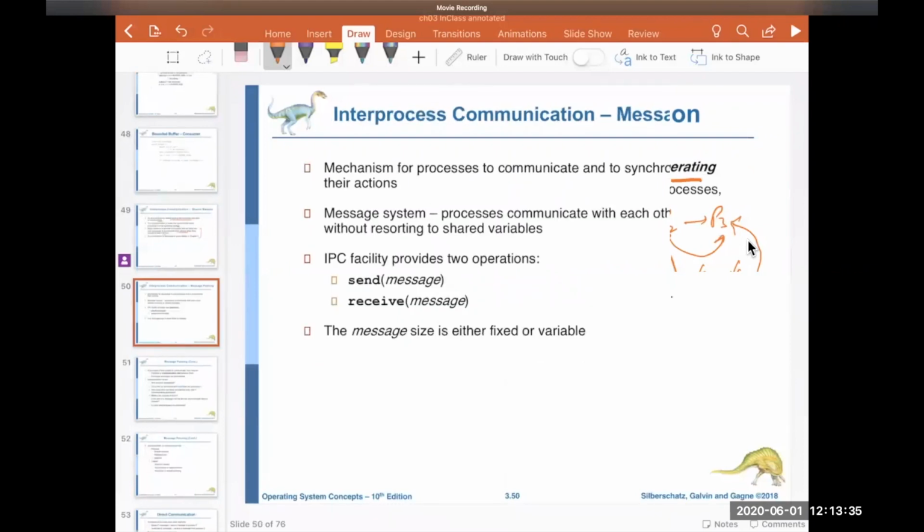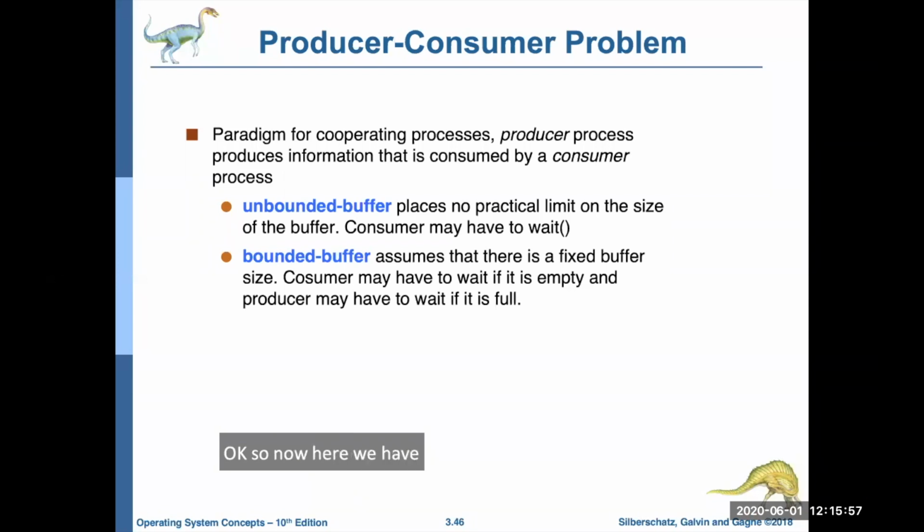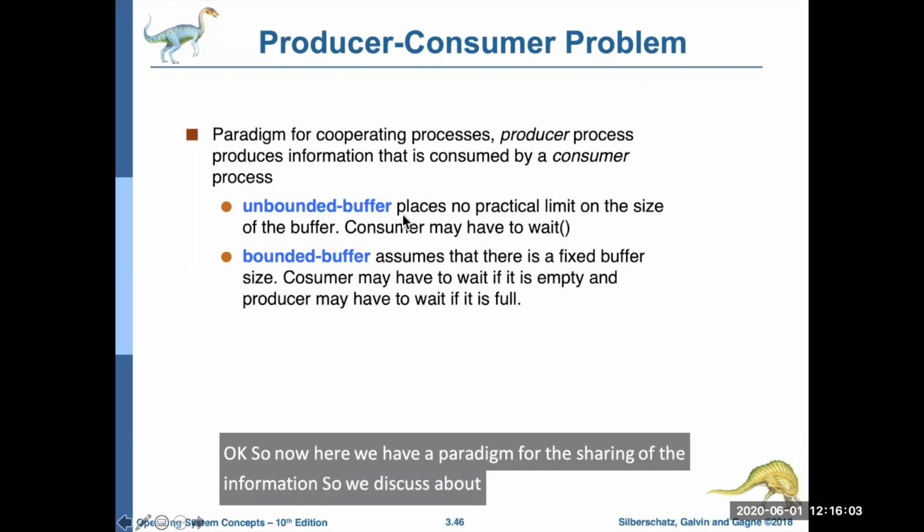Next is the message passing system. In the message passing system, we have a mechanism to share information between different processes. There are two operations provided. One is called send message and the other is called receive message. In send message, we send the message, and this could be something like send message to process A and receive message from process B. So this is one kind of information sharing that could happen. Now here we have a paradigm for the sharing of information. We discussed the unbounded buffer and the bounded buffer.